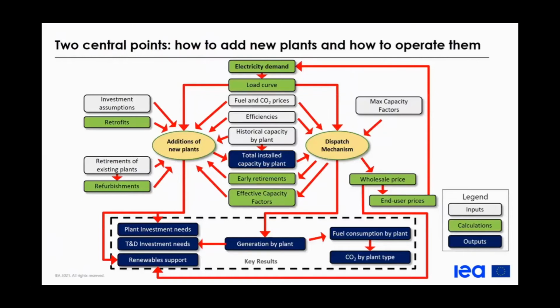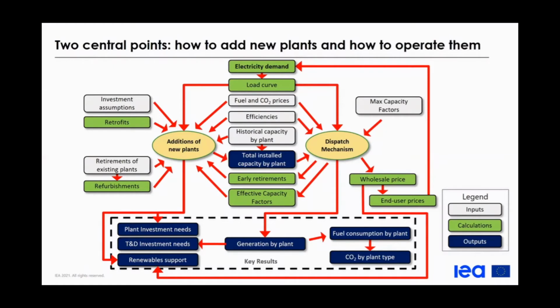So this is a more detailed diagram of the power sector module. Here you can see that there are two central points in this module. We have the capacity addition mechanism on the left. This is the module from which we derive what type of capacity needs to be built to meet electricity demand. The inputs in white of this module are investment assumptions, prices, efficiency, historical capacity, and retirement. We also have in green some calculations that would have an important impact on this module. Electricity demand, obviously, as we build this capacity to meet demand. We will look at this module first, then we will move on to the dispatch mechanism.